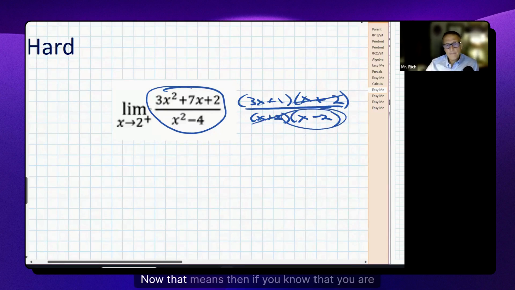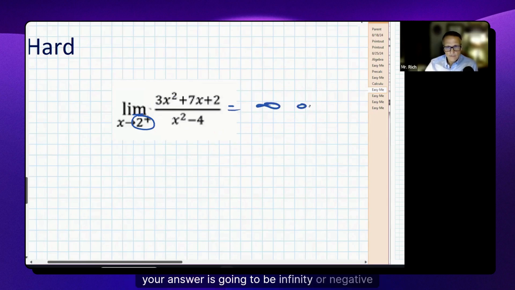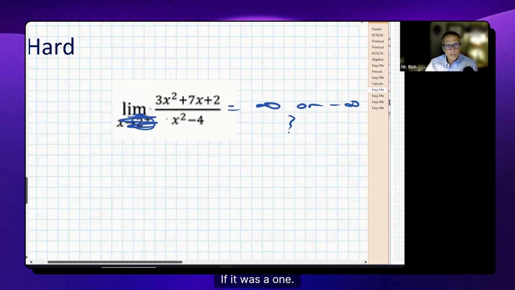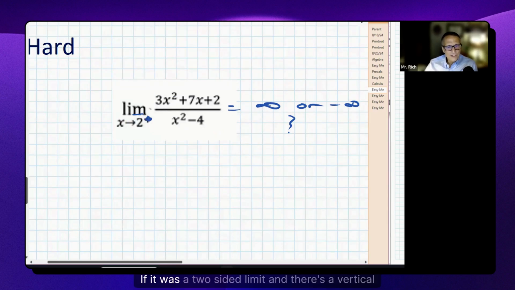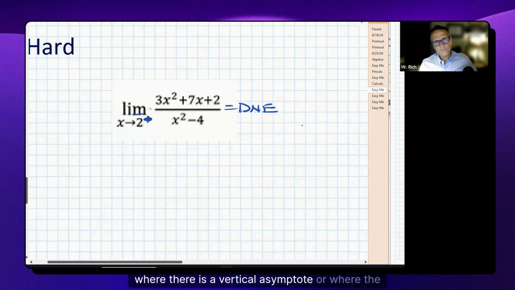Now, this tells me that there is a hole at x equals negative 2, but a vertical asymptote at x equals 2. That means if you know that you are dealing with what we call a one-sided limit at the place where there is a vertical asymptote, your answer is going to be infinity or negative infinity. And your job is to find out which one it's going to be. If it was a two-sided limit and there's a vertical asymptote, there's no question. The answer is does not exist, right? The two-sided limit will not exist at a vertical asymptote. But it is a one-sided limit from the right-hand side.